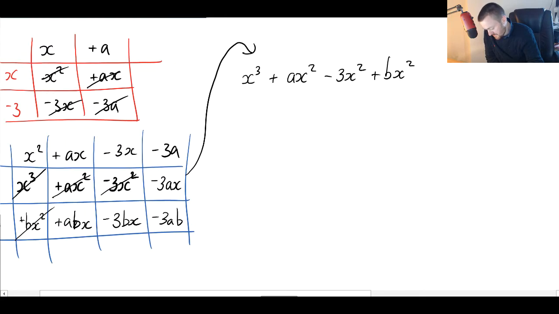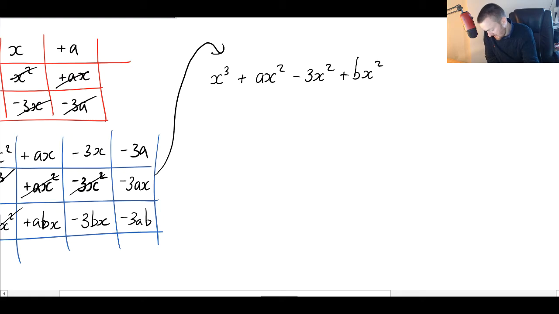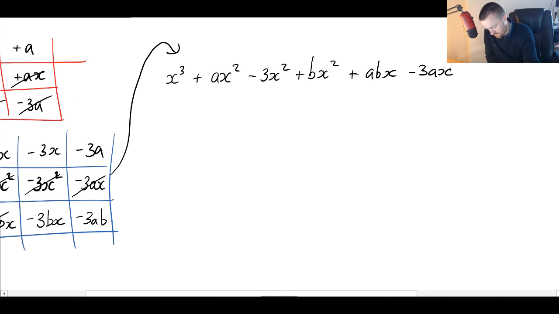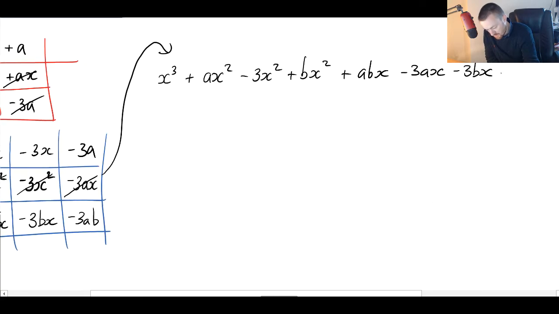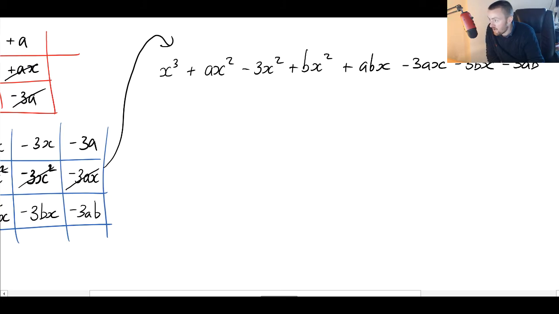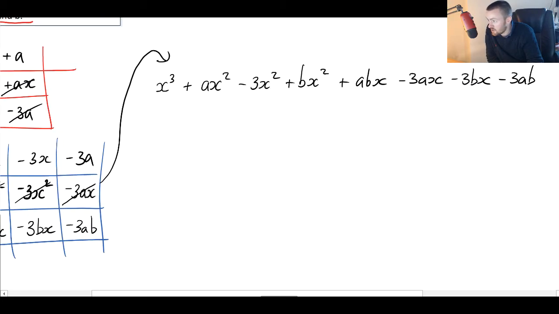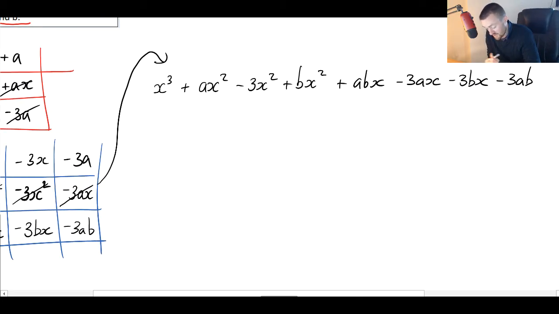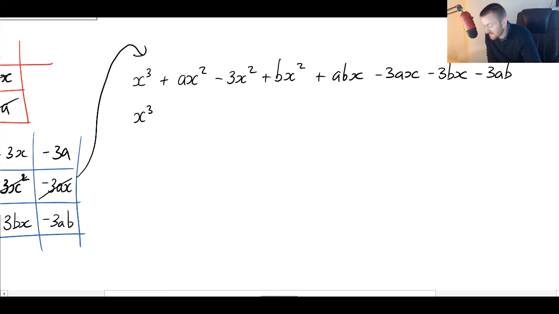Then I'm going to do the same with the x's, plus abx, doesn't matter what order you put them in, minus 3ax minus 3bx minus 3ab. Okay, now what I suggest you do is you factorize each part. So there's an x cubed there.